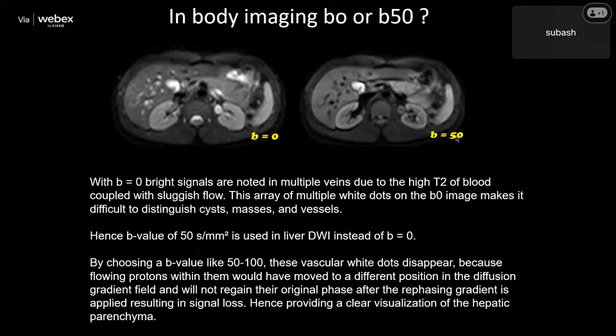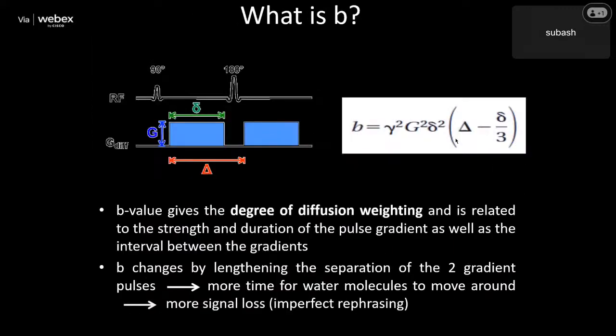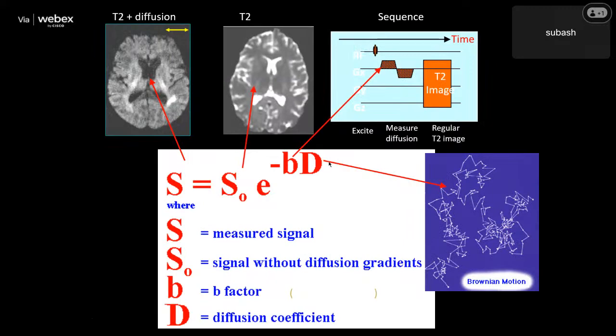If you want to calculate D from this equation, you need to have two equations so that you can calculate D. So you can have two b values, b1 and b2, to calculate this diffusion coefficient. We'll come to this a little later.